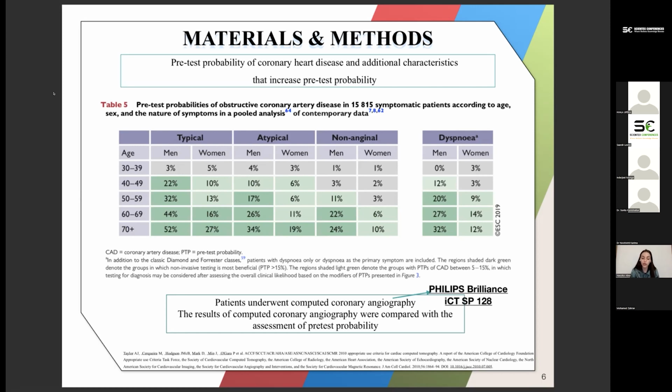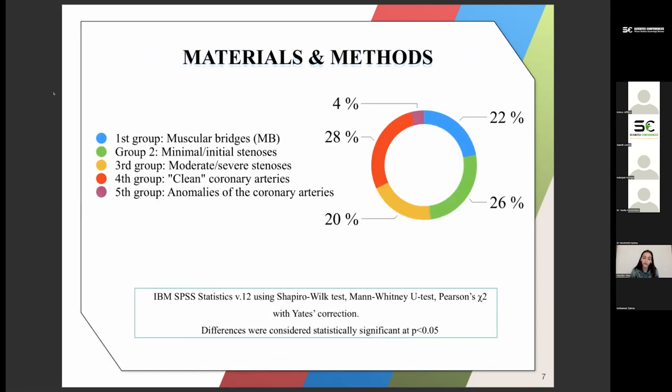The evaluation of the lumen of the coronary arteries was performed by segment according to the classification of the Society of Computed Tomography Specialists. All patients were divided into 5 groups: patients with muscle bridges, initial stenosis, moderate and severe stenosis without atherosclerosis, and anomalous hypoplasia of the coronary arteries.